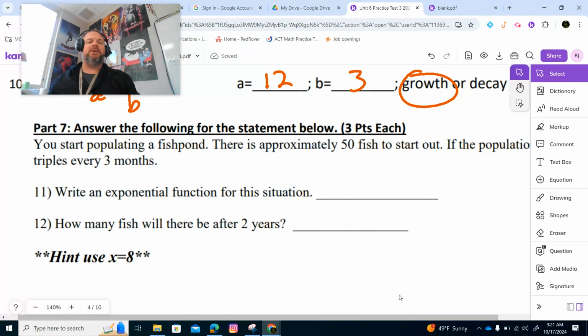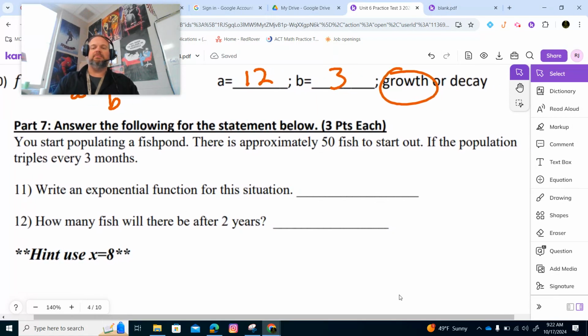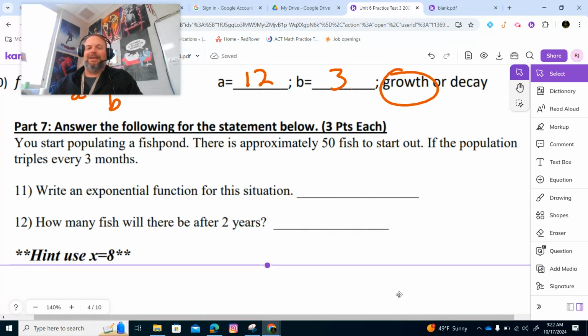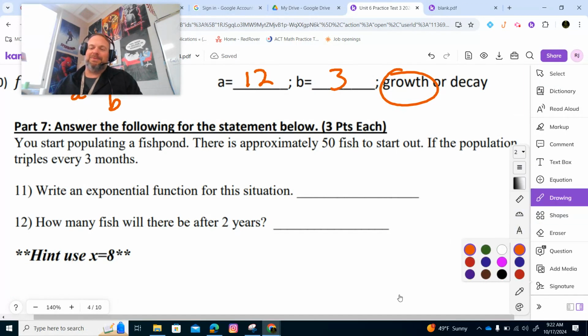All right, so you start populating a fish pond. There is approximately 50 fish to start out. Why is it 50 fish and not 50 fishes? It's a big pond. Okay. If the population triples every 3 months. I should say the population triples every 3 months. I didn't delete enough, but potato, potato.